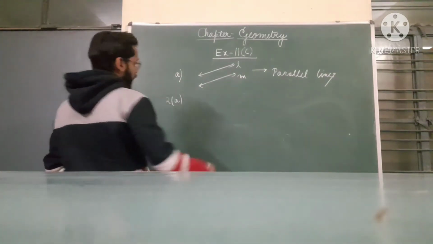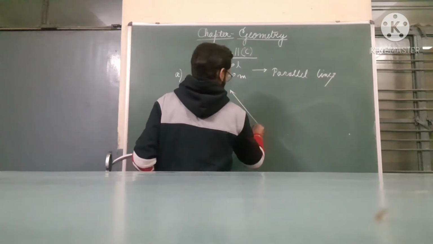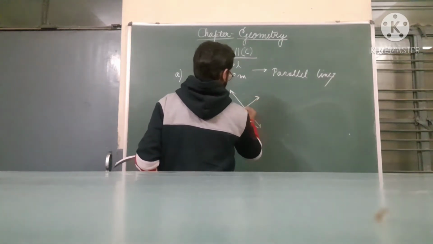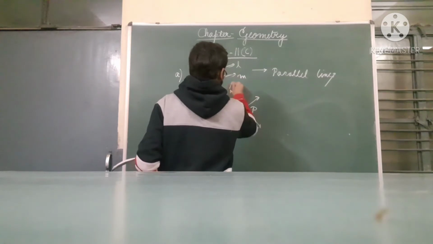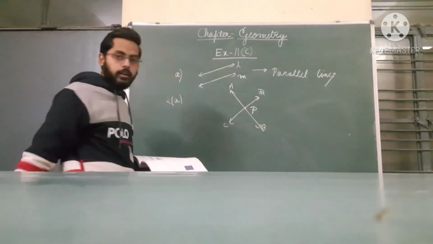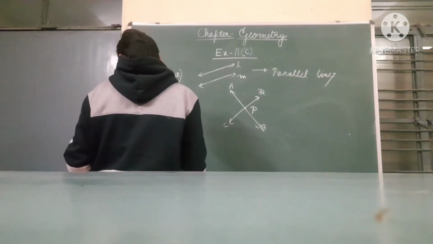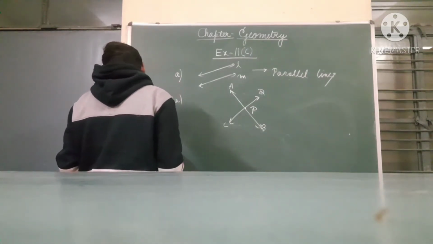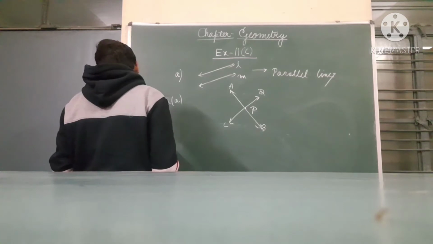Now, question number 2, part A: the pair of lines intersecting at point P. What I have told you, a pair of lines intersecting at point P, that is the common point. A, B, C, and D, these are the parallel lines. Third, identify the parallel and perpendicular lines.